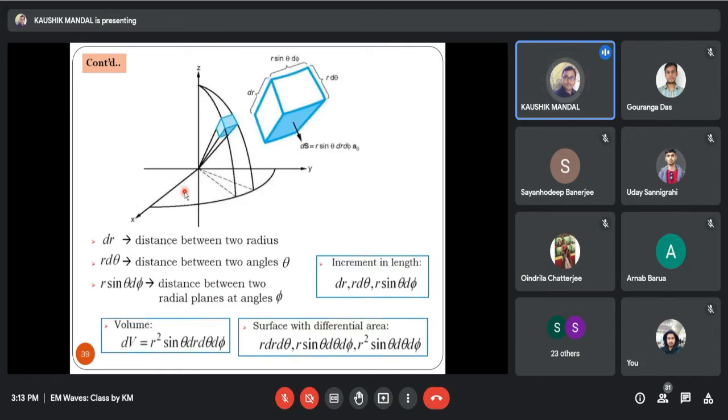If we move to the previous slide, then it becomes r sin theta into d phi, because this particular angle is d phi, and if you consider any point here, that will be r sin theta, so this one will be r sin theta into d phi.